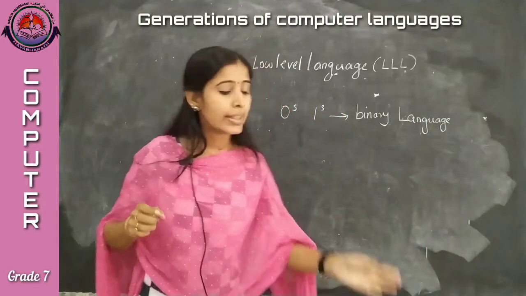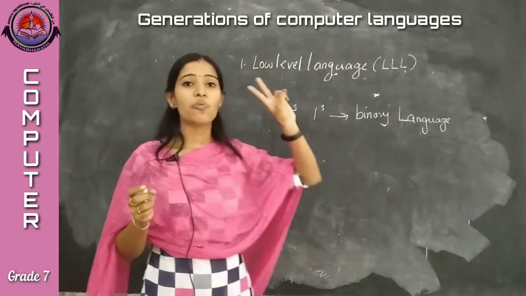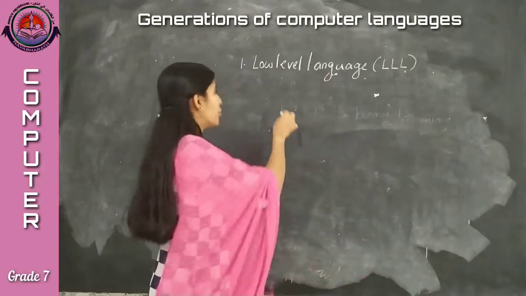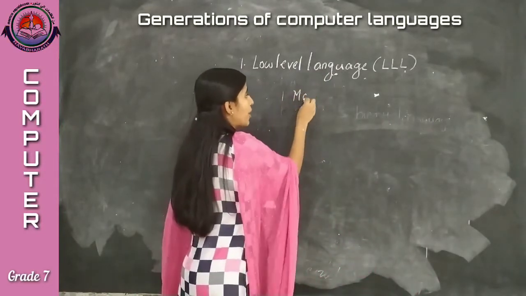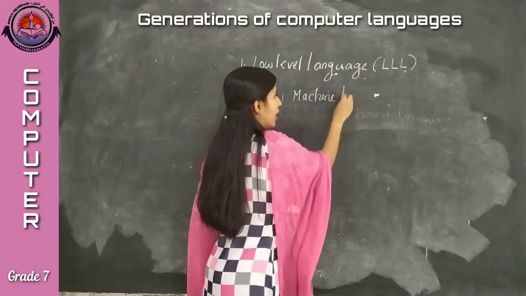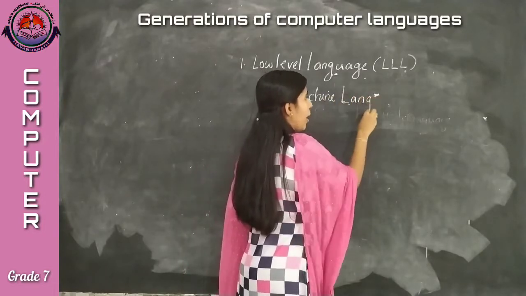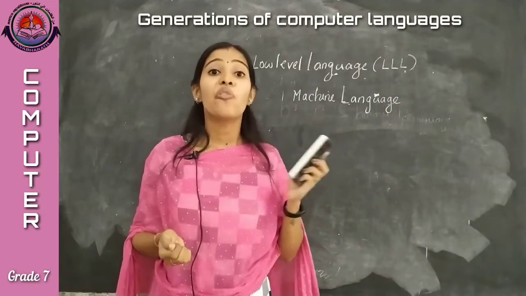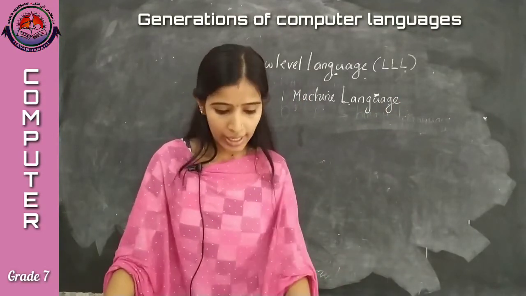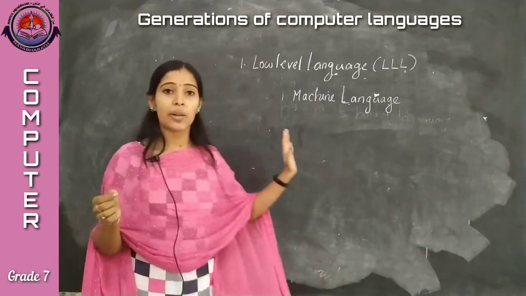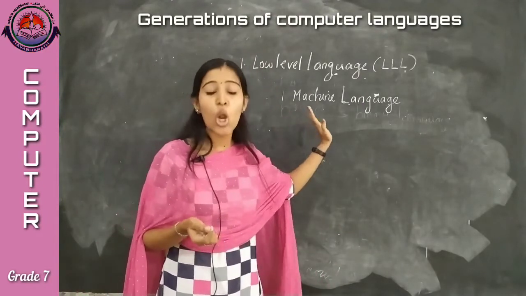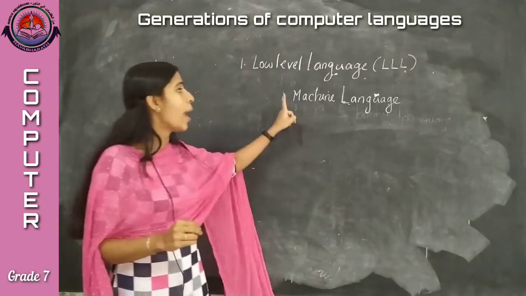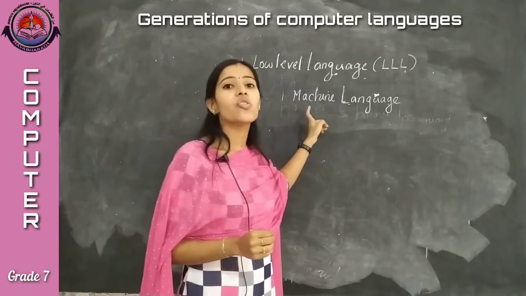This low level language is classified into 2. First one is machine language. This machine language is also known as first generation language. The first generation language is the basic and lowest level of the computer language.